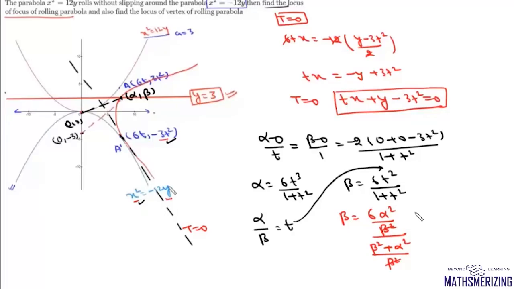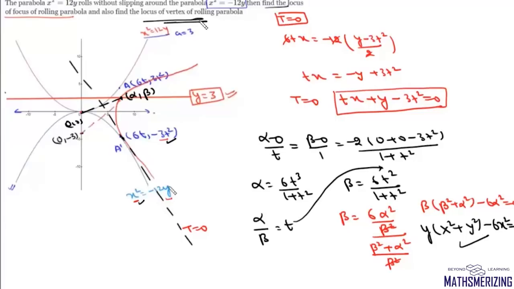So we can write this equation as beta into (beta square plus alpha square) minus 6 alpha square equals 0. Now in the end, we'll replace alpha with x and beta with y. So we'll get this locus as y into (x square plus y square) minus 6x square equals 0. And that is the locus of the vertex of this rolling parabola.